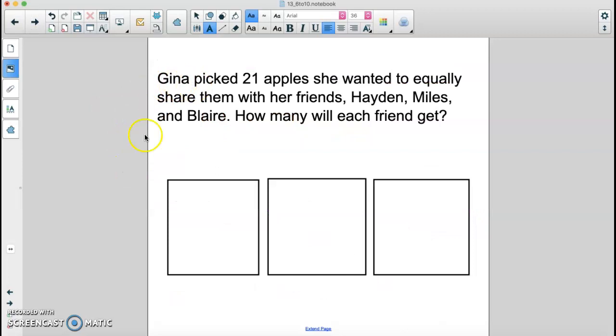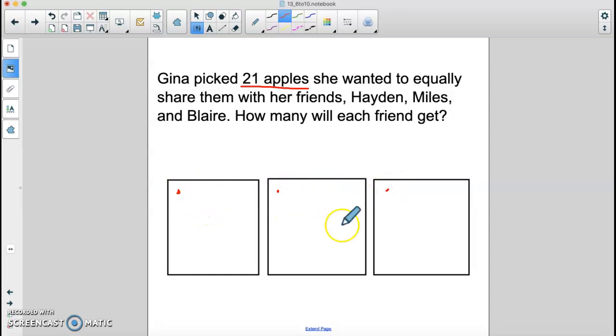All right, now I'm going to ask you to draw 3 groups, and I'm going to read this problem to you. So push pause when I'm finished reading. Gina picked 21 apples. Underline important parts. She wanted to equally share them with her friends, Hayden, Miles, and Blair. How many will each friend get? So what I'd like you to do before you start is to start tallying or dotting and counting to 21. 1, 2, 3, and to keep passing them out. So push pause right now.